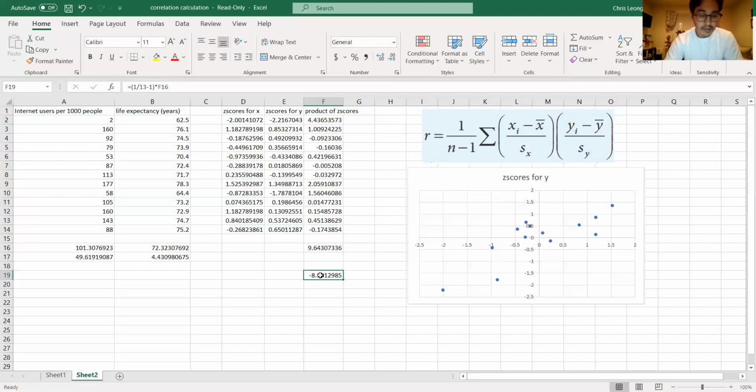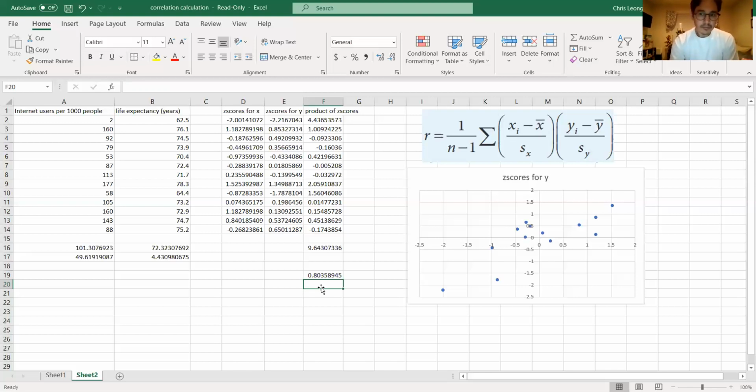I think I did not do my parentheses correctly. Let's try that again. Okay, so I wanted 1 divided by the quantity 13 minus 1 times the sum that I had. And that looks right. I knew there was something wrong because the correlation coefficient has to be between -1 and +1. So I'm looking for a decimal value. So there it is. 0.8. So my original description was pretty accurate. This is moderately strong. It's more towards the stronger side. It's pretty close to 1.